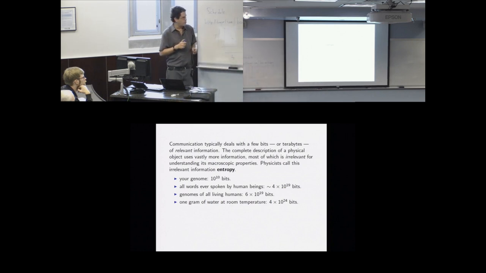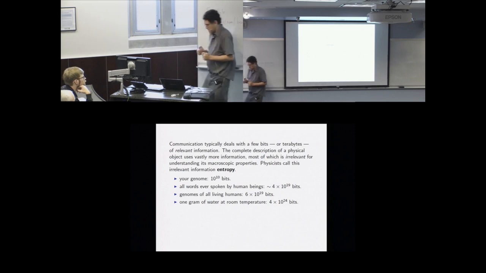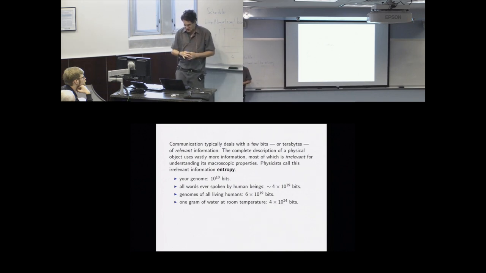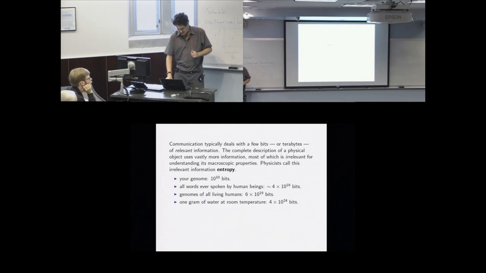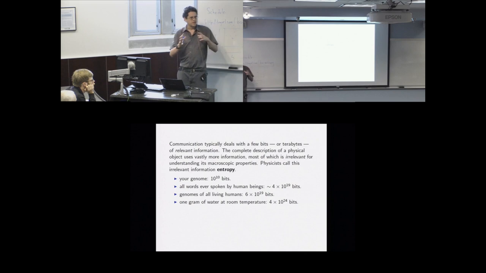But then if you look at 1 gram of water at room temperature and you take its entropy, which you can look up in a table, and turn that into bits, you see that that's 4 times 10 to the 24th bits, to completely specify everything about the water down to the quarks and so on. So when we're trying to compare information of the sort that's relevant to information of the sort that's irrelevant, it's like comparing mice with elephants. There's always much more of this irrelevant stuff, and that's part of why people have had trouble synthesizing their ideas of information and entropy.